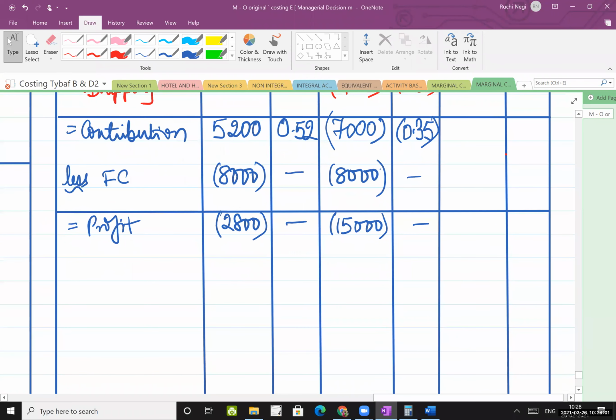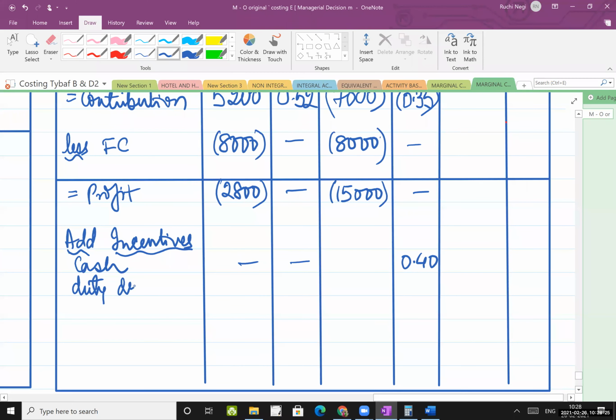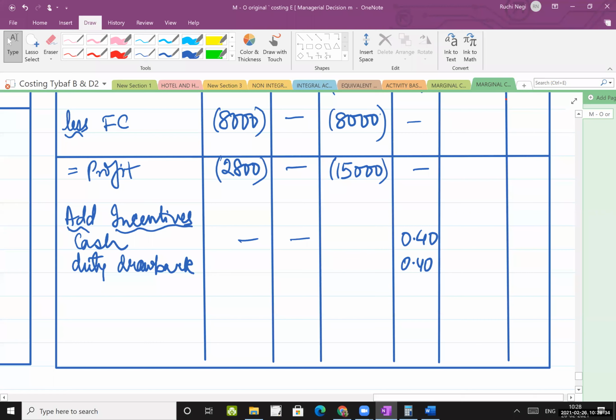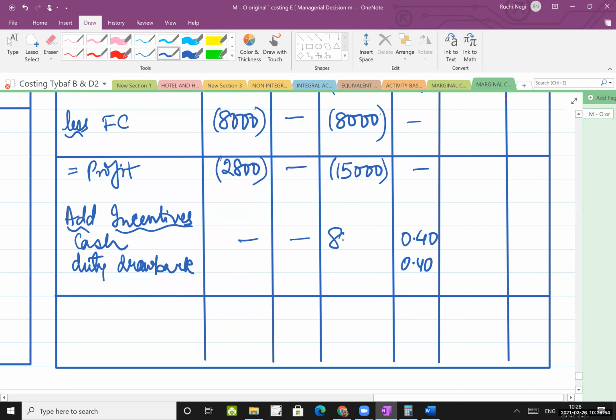Fir inhone kuch bola, there is an incentive. But kiske liye? For only the export market. So incentives add back over. Incentives mein kya kya hai? Cash incentive hai. Kitne ka? 40 paise. Then there is a duty drawback. Kitne ka? Same. 40 paise. So 20,000 units, export market, multiplied by 40 paisa, so 8,000. This will also be 8,000.